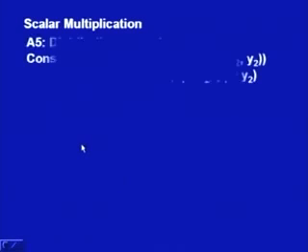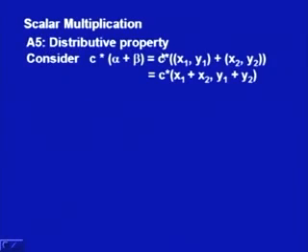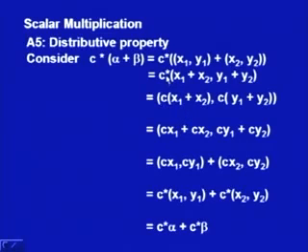Now comes the scalar multiplication. We first check the distributive property. So C star alpha plus beta is equal to C star (x1, y1), that is alpha, plus (x2, y2). We can add the two, it is (x1 plus x2, y1 plus y2) multiplied by C, and then by the definition of scalar multiplication C can be taken inside. So it is (C(x1 plus x2), C(y1 plus y2)). Then you can simplify this because C is a scalar and x1, x2 are real numbers. So we can write it as (Cx1 plus Cx2, Cy1 plus Cy2).